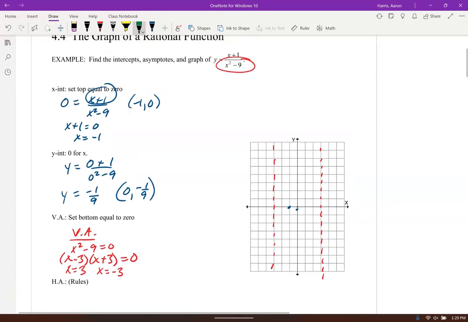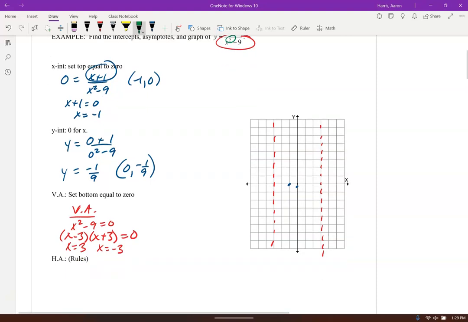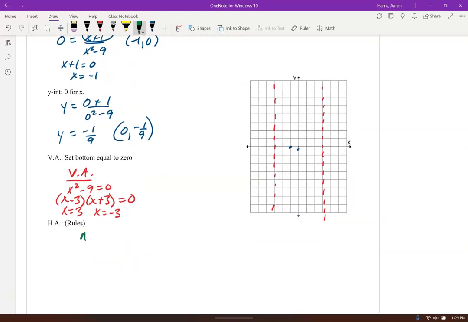Horizontal asymptote. This is where we examine the degree of the top. The degree of the numerator here is x to the 1 power, right? So the degree of the top is 1. Degree of the bottom is 2. So n is less than m. The degree of the top is less than the degree of the bottom. If n is less than m, automatically the horizontal asymptote is y equals 0.